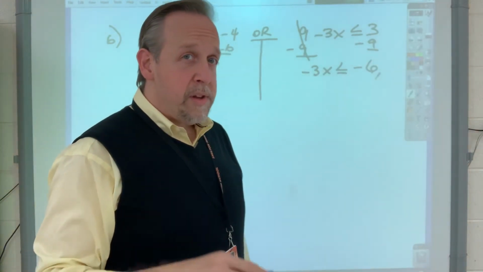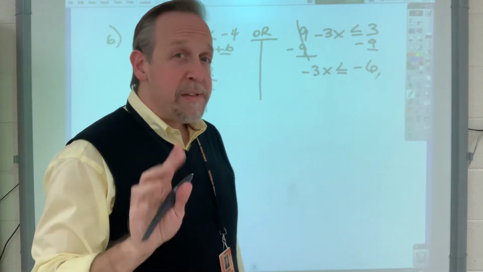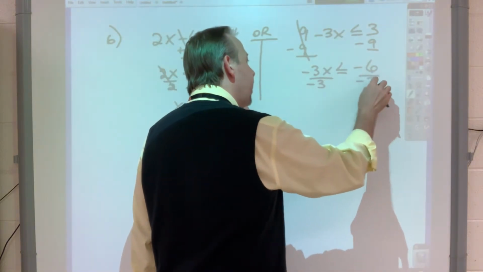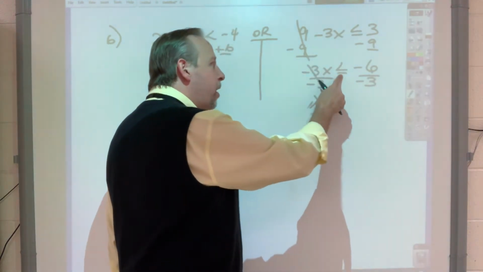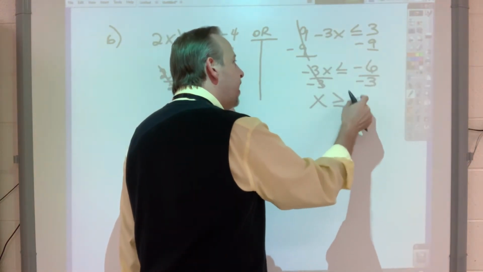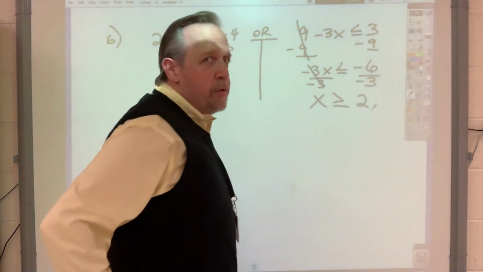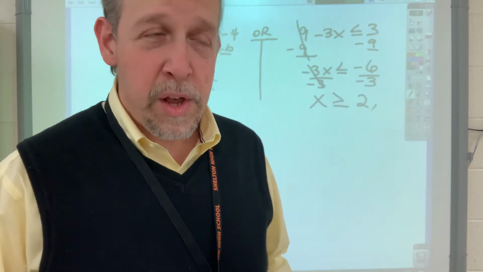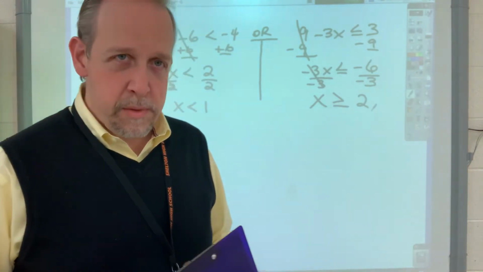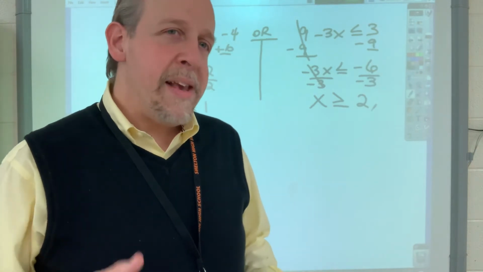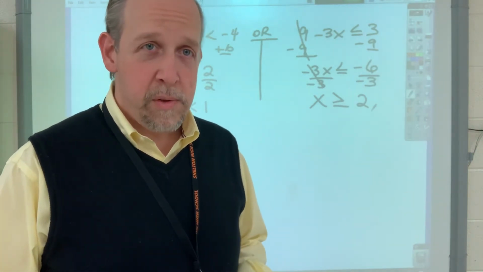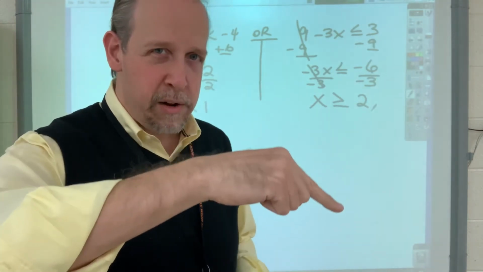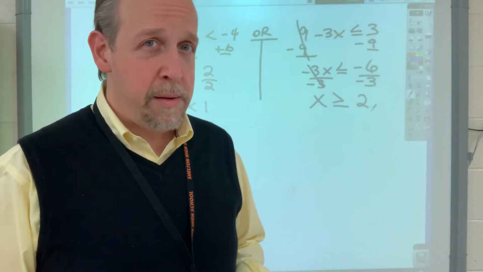All I have left to do is divide by the coefficient of x. This time it's negative, so be careful. I said that whenever you divide or multiply by a negative number, the inequality symbol is going to flip. Negative 6 over negative 3 is 2. Really, here's what's happening. When you multiply or divide an inequality by a negative number, you're creating an opposite. Negative is the opposite of positive. By making it an opposite of what it was, you have to reverse the inequality symbol, because what was less than is now greater than. That's what happens when you multiply or divide by a negative number.